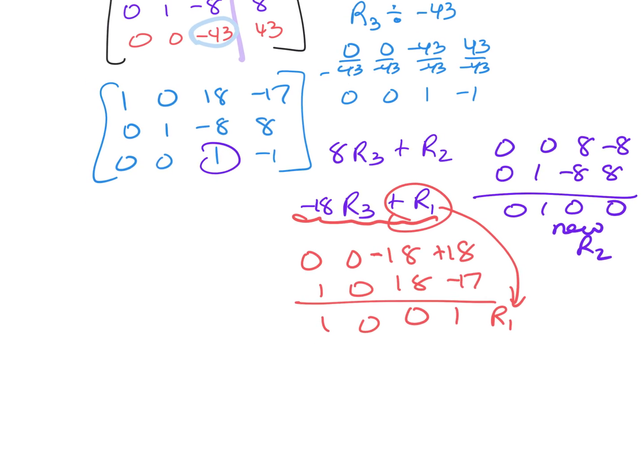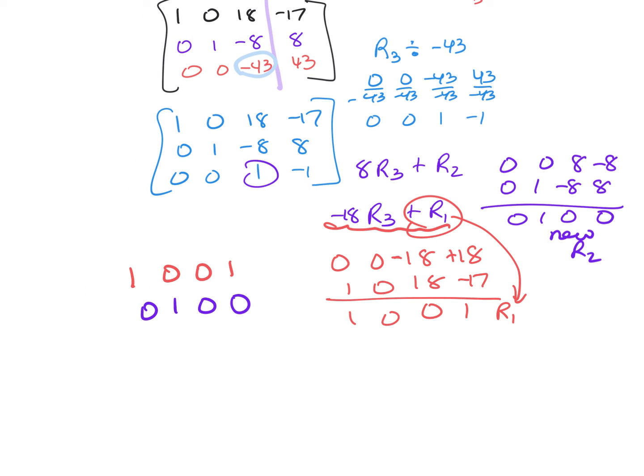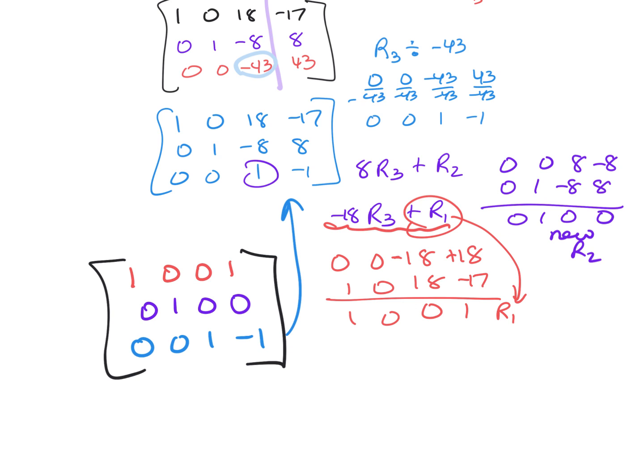So now let me fill all this in. So my new row 1 is 1, 0, 0, 1. My new row 2 is that purple, 0, 1, 0, 0. And then the row 3, 0, 0, 1, -1. It was still right here. So now let me put the brackets around it.